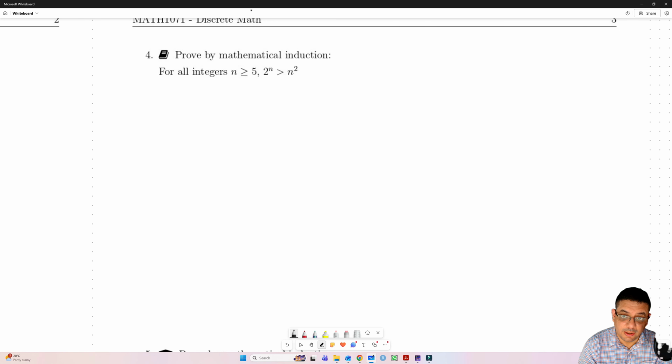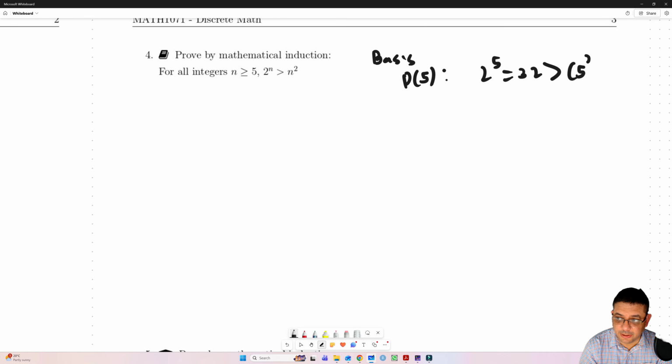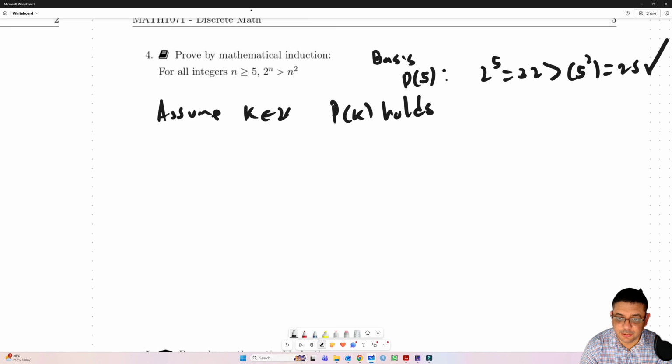As always, we want to prove the basis case, which in this case, because we start at 5, we're going to try with P(5), which will be 2 to the 5, which is 32, is bigger than 5 squared, which is 25. So we're good. Now, assume that for k that belongs to the integers, P(k) holds. This means that 2 to the k is bigger than k squared.